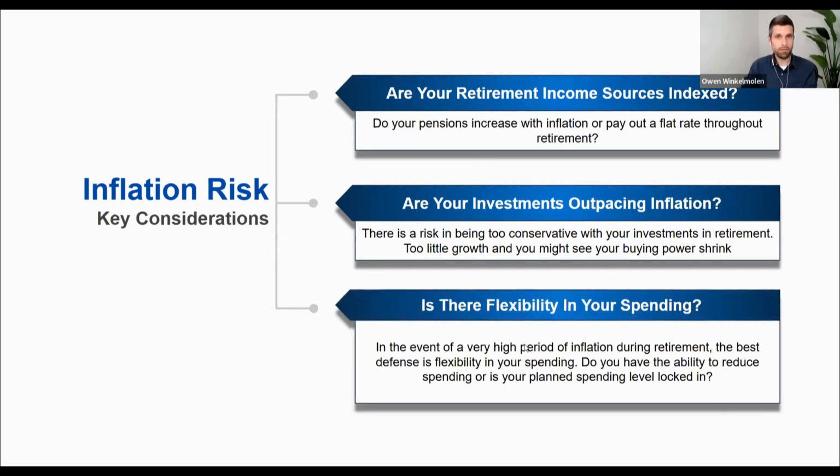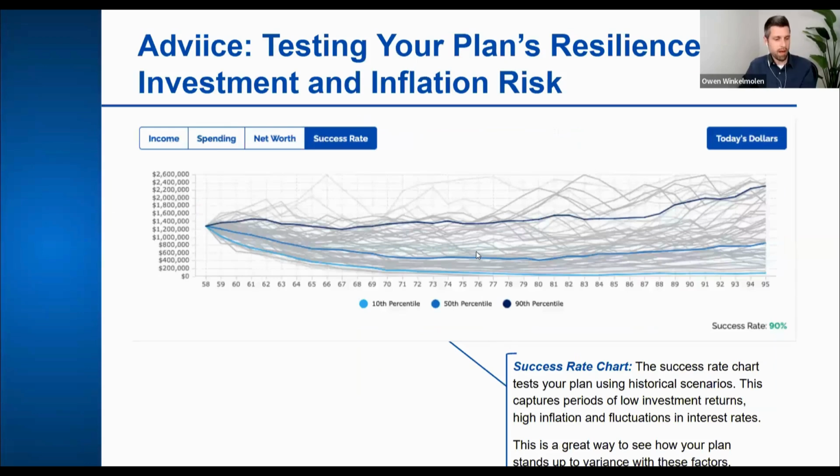And then the last one here, is there flexibility with spending? One of the ways, again, to deal with inflation rate risk is to understand where is there flexibility with spending. Can we reduce spending in certain areas to reduce the risk there as well? So again, it's not just about the investment options, but the other options as well. Okay, so let's flip over to the platform unless there's any questions. Let's go through some examples and really how to interpret these success rate charts here.